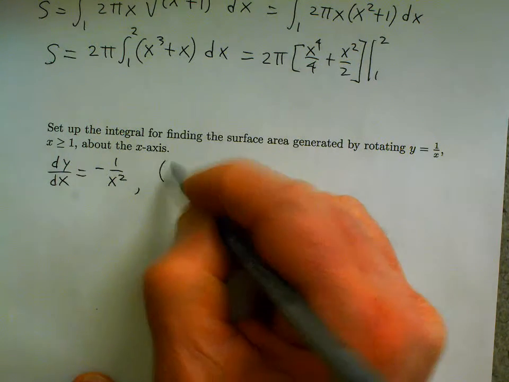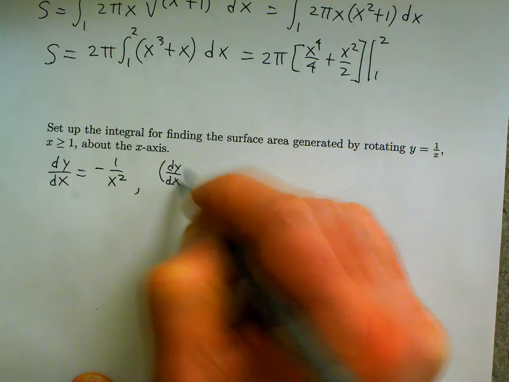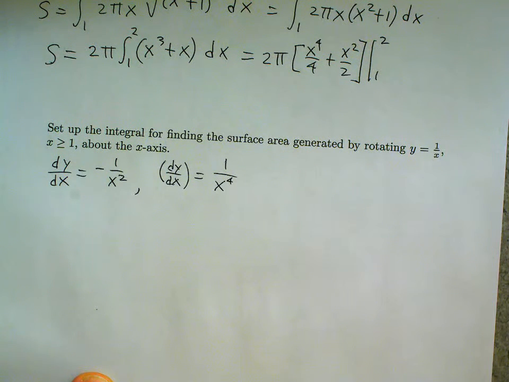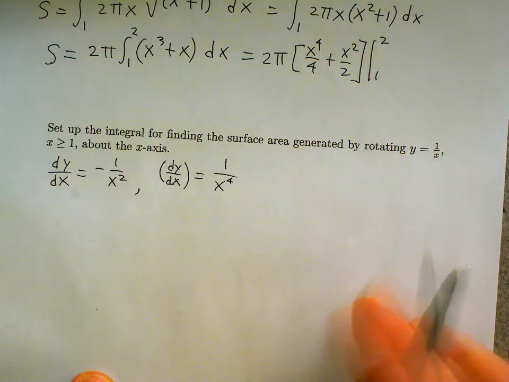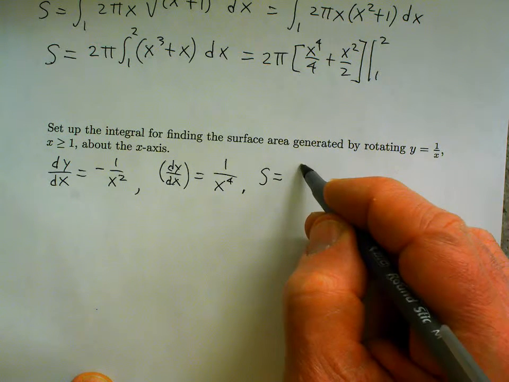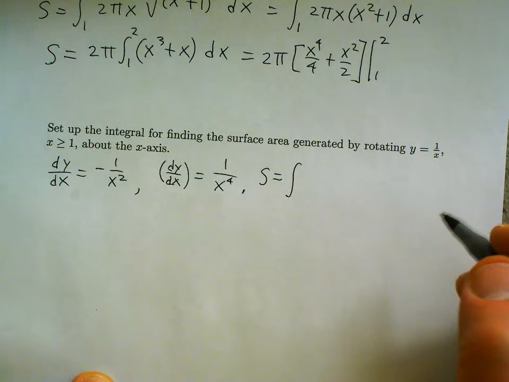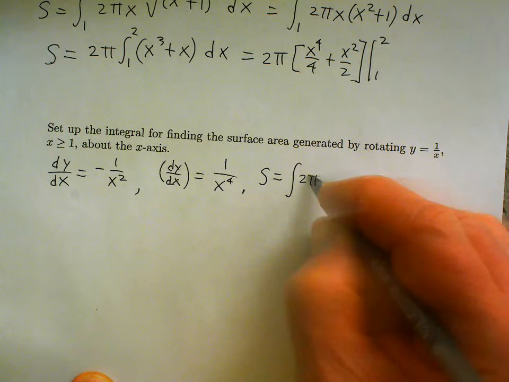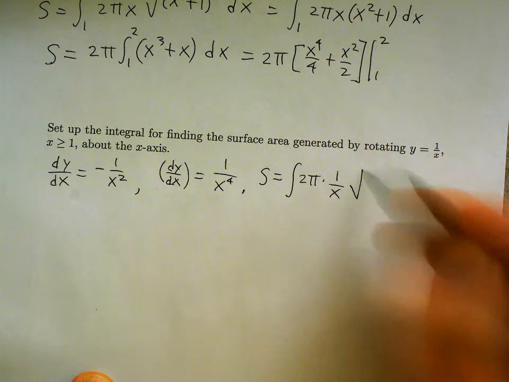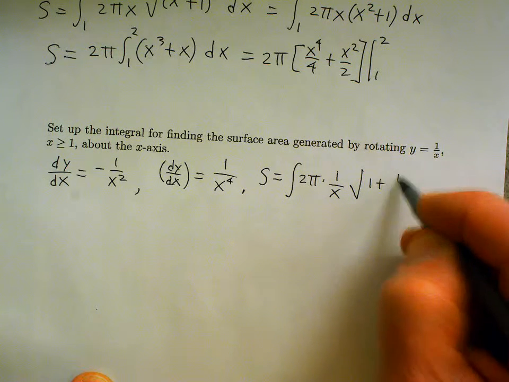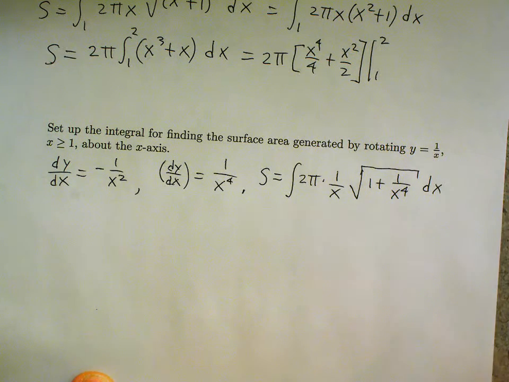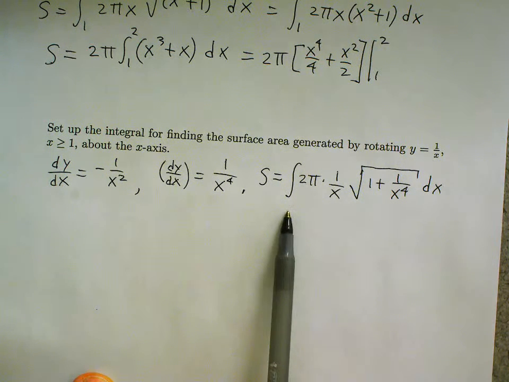And then we're going to square that. So we get 1 over x to the 4th. Okay, and our surface area formula. Inside the integrand we write 2 pi times 1 over x times the square root of 1 plus 1 over x to the 4th dx. So what should I put for the limits of integration?